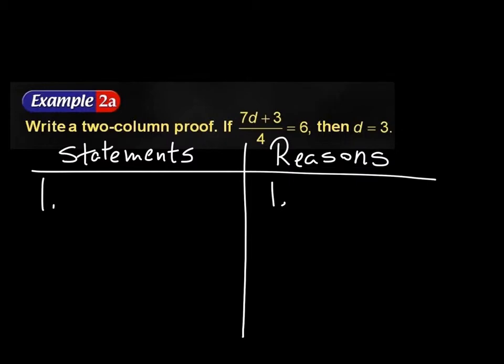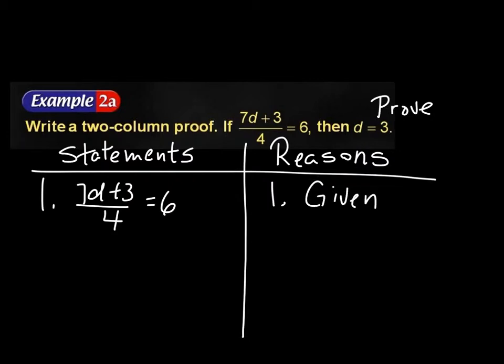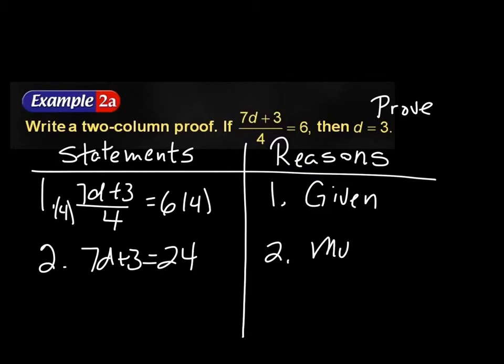So they want us to write a two-column proof: if (7d plus 3) divided by 4 equals 6, then we want to prove that d equals 3. So we are always going to start with what we are given, and we're going to use deductive reasoning to get to the thing we're trying to prove. So the first thing I'd want to do is multiply both sides by 4. So if we multiply by 4, 7d plus 3 equals 24. Okay, that was the multiplication property of equality.